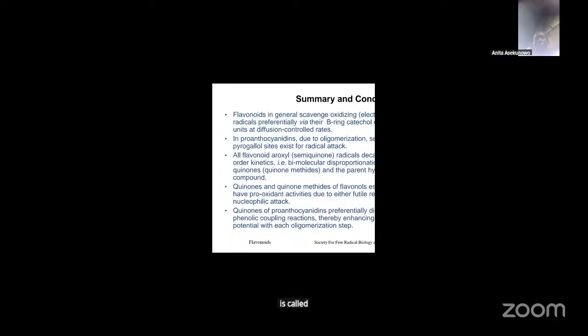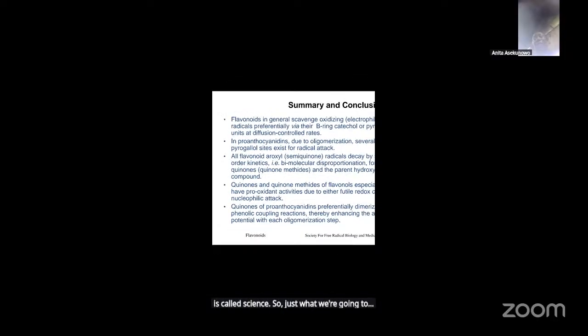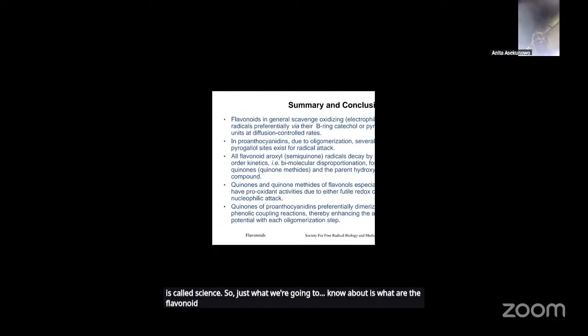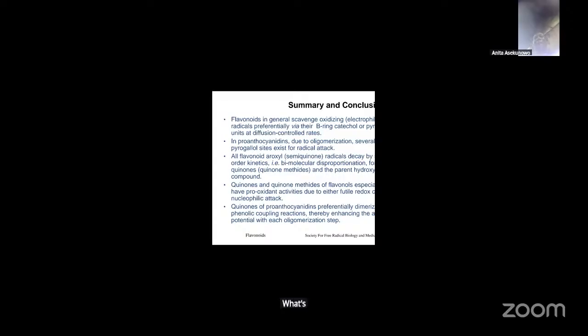So just what we're going to know about is what the flavonoids are, what the classes of flavonoid are, and what different types of anthocyanin we have. We have a hydroxylation pattern. That hydroxylation pattern, you should know them. You should know their examples in terms of flora. You should also know the structure, their distinct names and their IUPAC names.